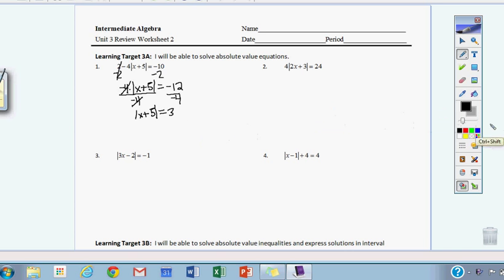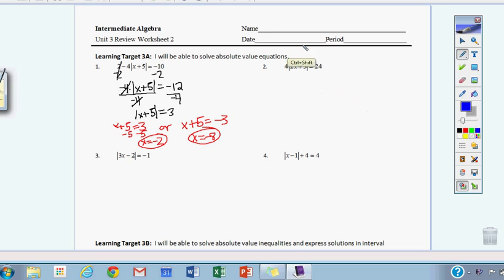Well, now I'm ready to do my split because it makes sense that whatever's inside could be 3, or it could be negative 3 to be true here. So I'm going to say x plus 5 could be 3, or x plus 5 could be negative 3. So then I just solve each of those and I get my 2 answers. So I'm going to get answers here of negative 2 for one of them. And then when we subtract 5 to both sides there, we get negative 8 for our other answer.